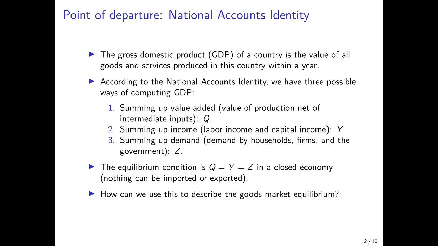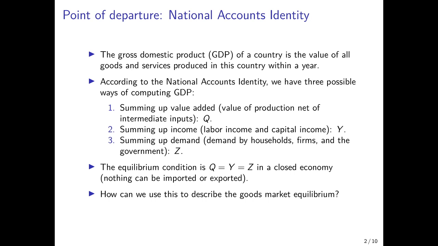The first one is to sum up the value of all the goods and services that are produced in an economy. But this would lead to double accounting. For example, we would count the tires of a car and then the car itself. So we need to subtract all the intermediate inputs. That amounts to summing up all the value added and is typically denoted by Q.